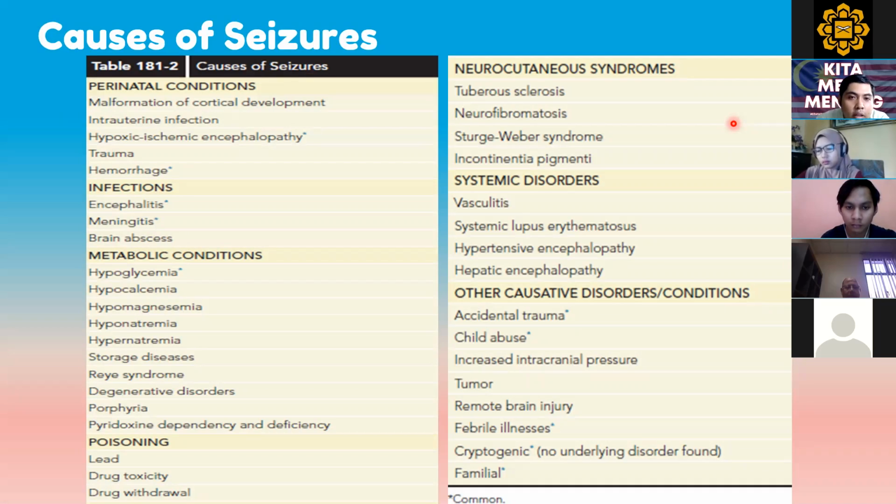Okay, the causes of seizures. The causes of seizures are many. Okay, a lot. The common ones are already mentioned. For example, infection can cause seizures. Metabolic causes like hypoglycemia can cause seizures. Neurocutaneous syndrome, all of this can cause seizures. So why is this important? Because all of this we need to ask about or rule out during history taking. And then for neurocutaneous syndrome, we need to find the signs in the physical examination to rule it out. So it is really important.